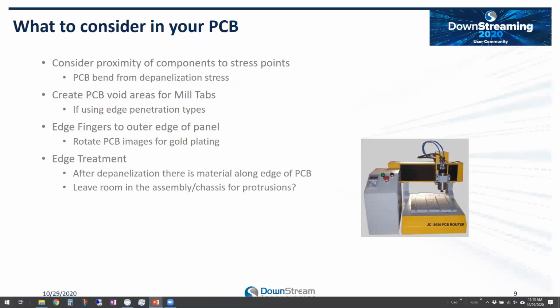Some other things to consider on your PCB itself. Again, you can create void areas on it, so that you're not putting any components or any useful stuff in the edges where you're going to put things like mill tabs. Don't want to put heavy components at the edges. If you have fingers, you're going to want to rotate those so that they're out. Now, granted, you can do gold various ways, but the cheapest way is to run it down a gold line. And you can do that only if they're pointed towards the external extents of the panel.